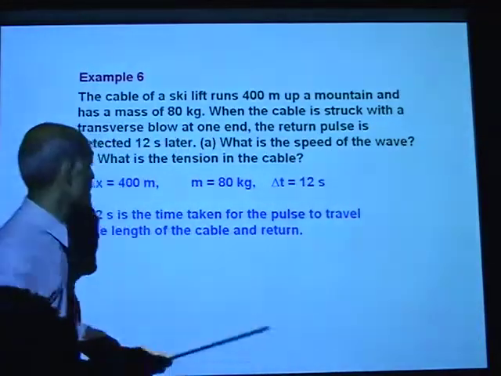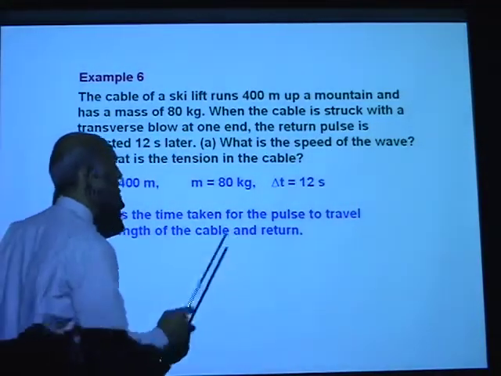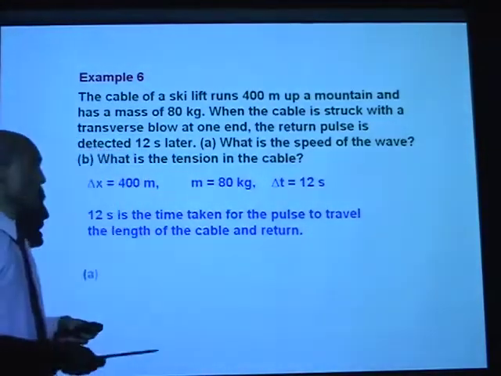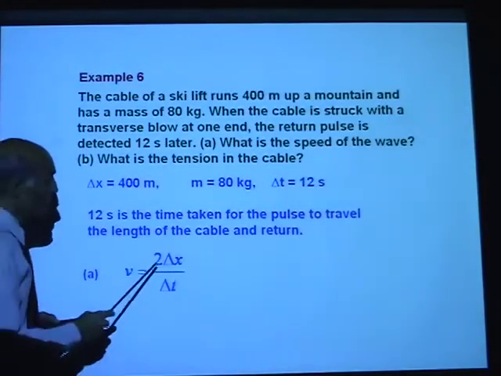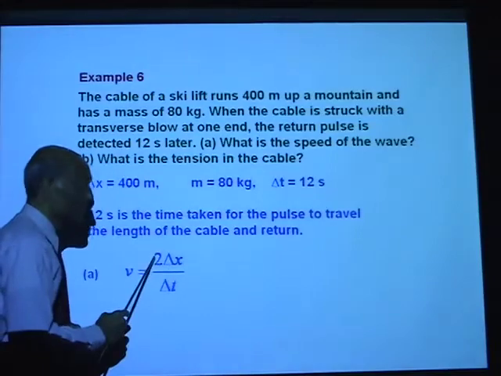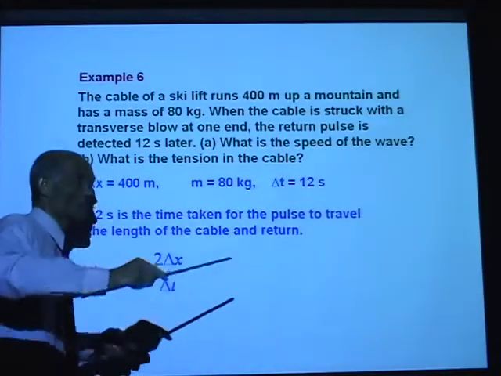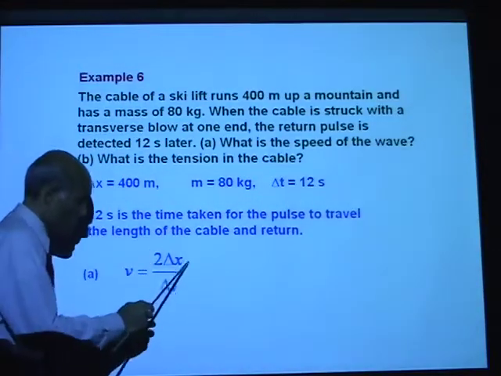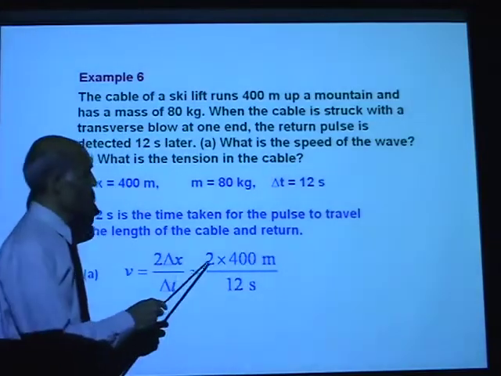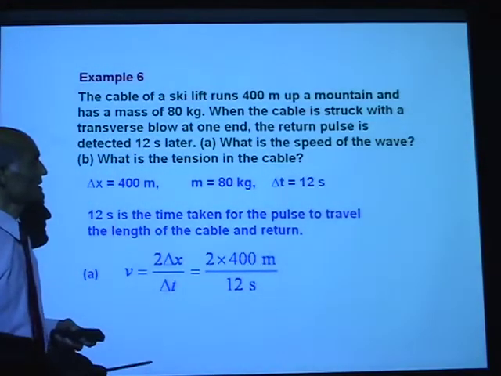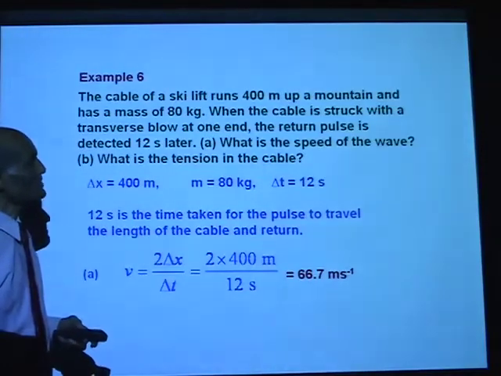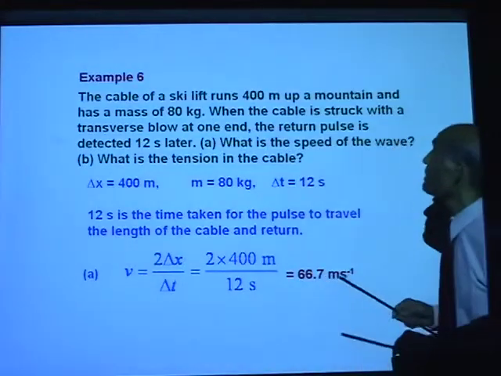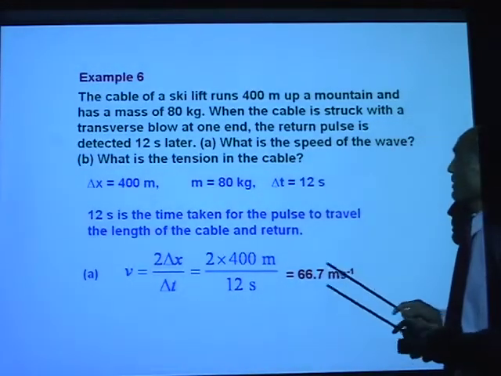And then you've got to make this argument. 12 seconds is the time taken for the pulse to travel the length of the cable and return. And therefore, v equals 2 delta x. You see that? This is the total distance traveled. 400 meters that way and 400 meters back. 2 times delta x divided by delta t. That is 2 times 400 divided by 12. That is 66.7 meters per second. And that is the speed of waves on that string. What else do we know?